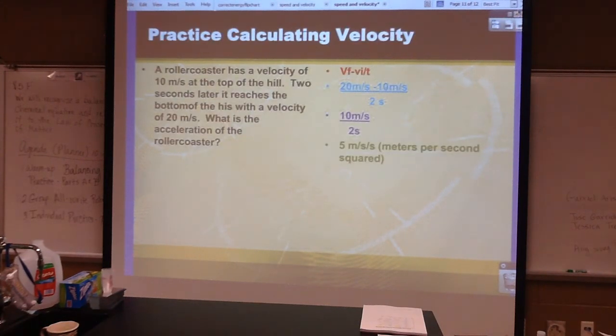Okay, so we had our practice problem. You took the time to solve it. Our final velocity was 20 meters per second. Our initial velocity was 10 meters per second, and the total change in time is 2 seconds. So you set up your formula, 20 minus 10 over 2. So 10 meters per second divided by 2 seconds, and your answer is 5 meters per second squared.